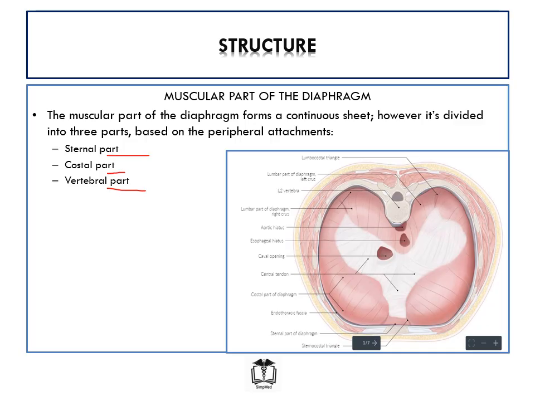And as the name implies, this just describes the parts that are attached to different aspects of the entire thoracic structures. So the sternal part tends to attach to the sternum, the costal part tends to attach to the ribs, and the vertebral part tends to attach to the vertebrae.